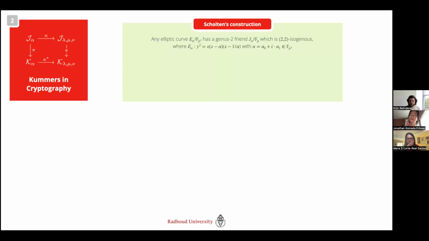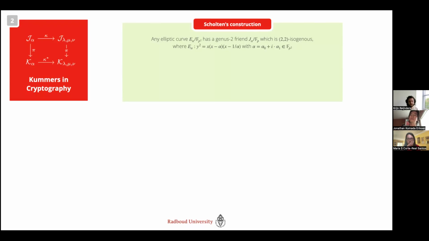So where do we start out? Well, there's something very interesting going on, which is called Scholten's construction, which says that any elliptic curve E_alpha over F_p squared has a genus 2 Jacobian friend, let's call it J_alpha, over F_p. And this is 2-isogenies. And E_alpha, what I mean here is an elliptic curve y squared equals x times (x minus alpha) times (x minus 1 over alpha). And alpha has to be an F_p2 value, and particularly you cannot have both alpha_0 equal to 0 and alpha_1 equal to 0.